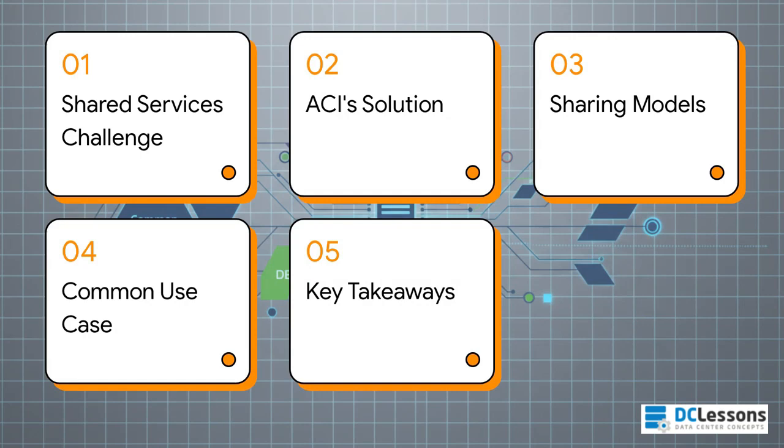So here's what we're going to cover. First, we'll dig into the shared services challenge itself. Then we'll look at ACI's built-in answer, Tenant Common. We'll break down the two main ways to share services, VRF versus bridge domain, and walk through a super common use case. And finally, we'll wrap it all up with the key takeaways you'll want to remember.